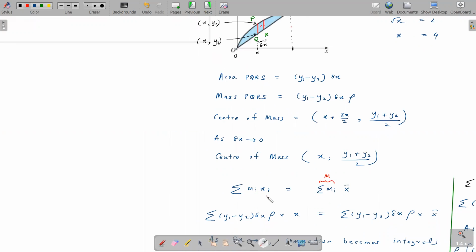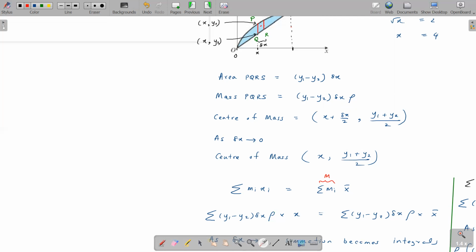Can you see sigma mi xi? So here, mass multiplied by center of mass. Mass is (y1 minus y2) delta x into rho, and multiply with the center of mass x coordinate. So I'm first finding for x. Can you see? Equals total mass. How do you get the total mass? Total mass means you add all the masses of all the rectangles, only the mass. So you take (y1 minus y2) into delta x into rho, only that part, and you take the summation. If you take the summation of only the masses, you get the total mass. Can you all see? And then multiply by x bar. So x bar is what we are trying to find here.